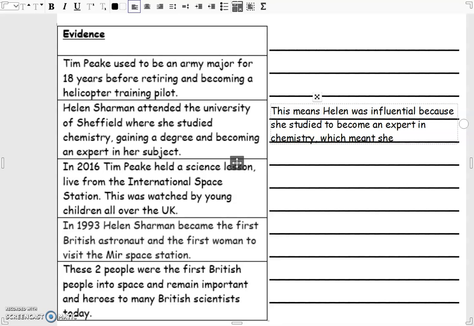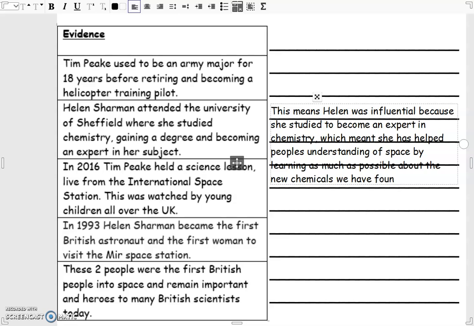She has helped understanding of space by learning as much as possible about the new chemicals found there. And that's just something that you do next to it.